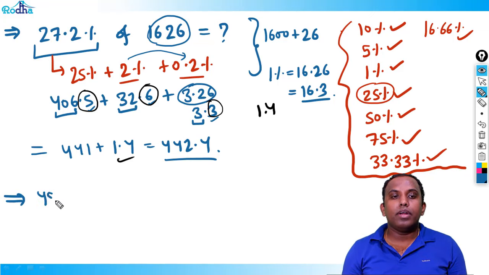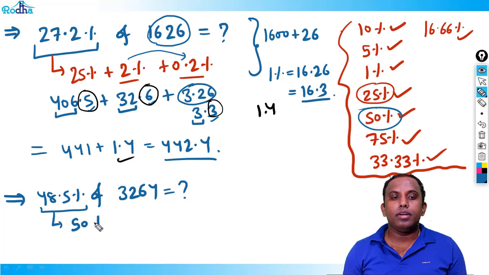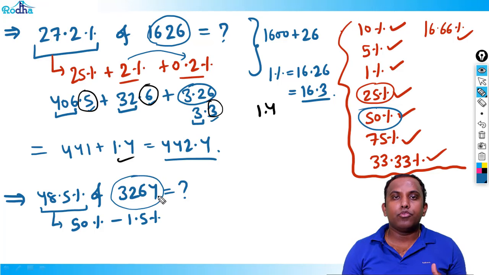Suppose I need to calculate 48.5% of 3264. What is the answer? Very quickly, I want. Now you should be aware that 48.5% is somewhere close to 50%. So we'll break this number as 50% minus 1.5%. What is 50%? Just half. What is half of 3264? Very easy. Half of 3200 is 1600, half of 64 is 32. It becomes 1632 minus 1.5%.